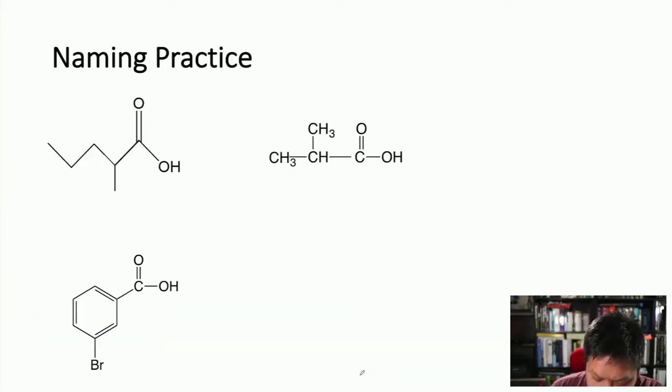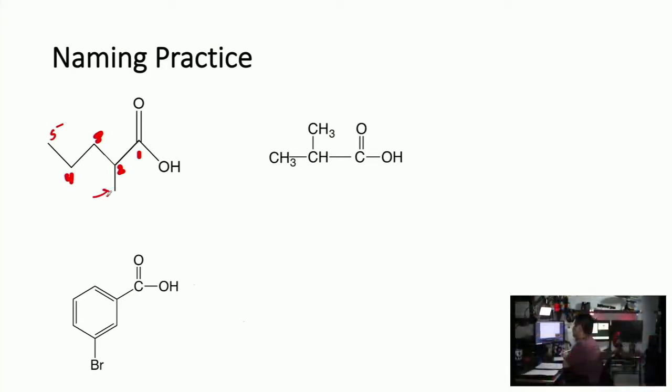So let's do some naming practice here. We'll start off with this one. We'll number the carbons. 1, 2, 3, 4, and 5. So it's 5 carbons. So you already know that's going to be a pentanoic acid, right, for 5 carbons. But there's also this methyl group hanging off right here from carbon 2, right? So that means it's going to be 2-methyl pentanoic acid. Naming carboxylic acids is that easy, alright?